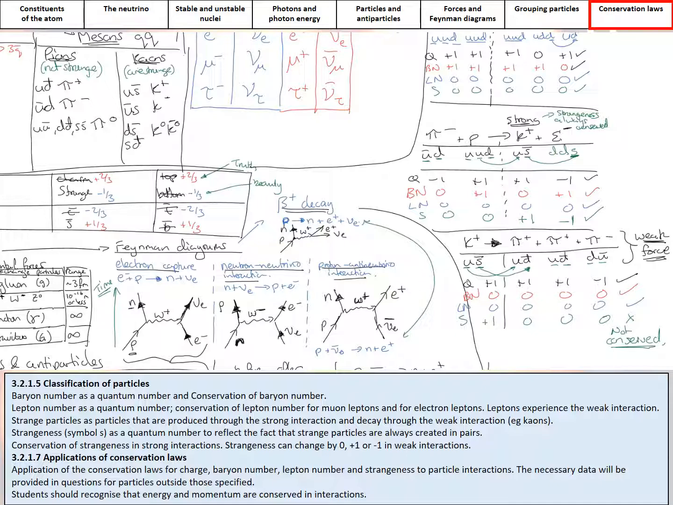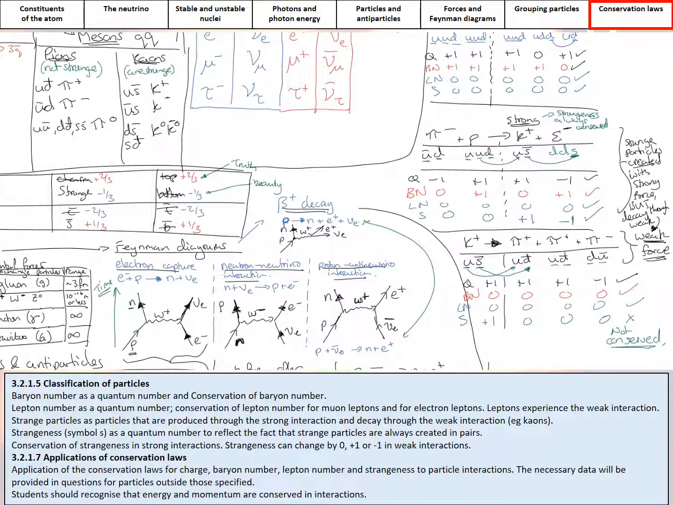And this is why these particles were called strange. So strange particles are created in the strong force. So this is where we created the strange particles. Strange particles created with the strong force, but decay through the weak force.